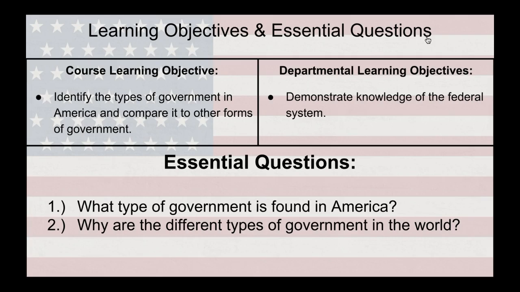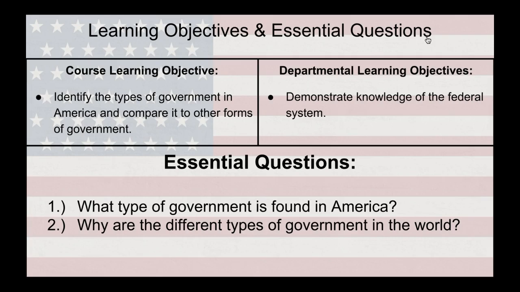But back to our lesson 2, dealing with not only the government in the United States, but comparing it to other forms of government. So if we look at our course learning objective, it says identify the types of government in America and compare it to other forms of government. And this is going to correlate with our departmental learning objective, which says demonstrate knowledge of the federal system, because as we identify the type of government in America, it's going to build upon our knowledge of the federal system here in the United States.